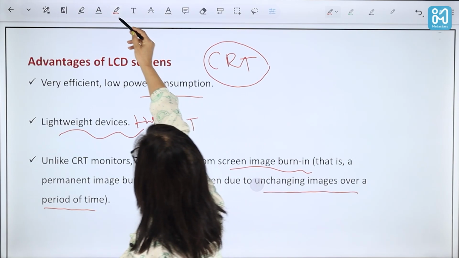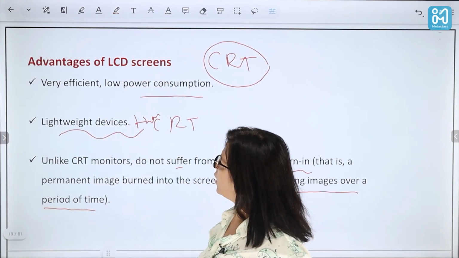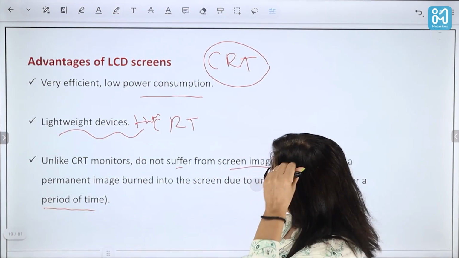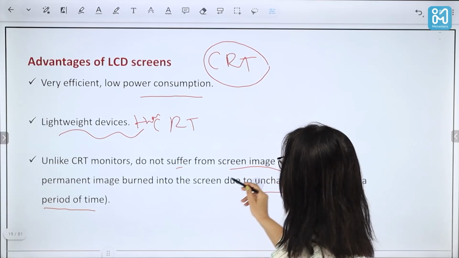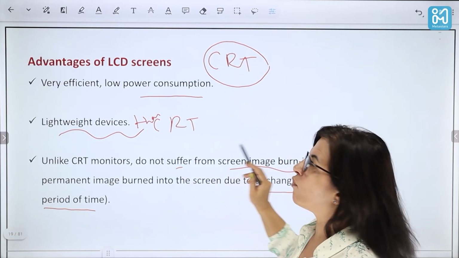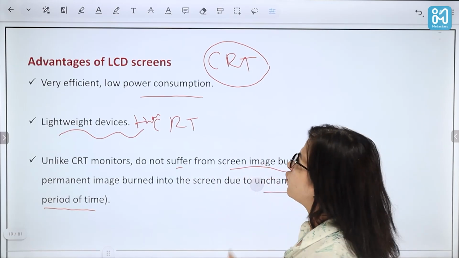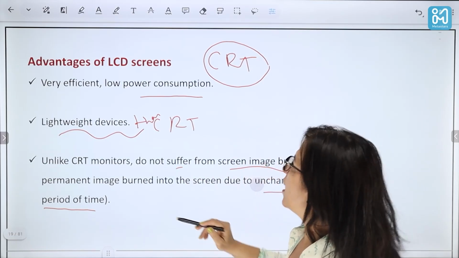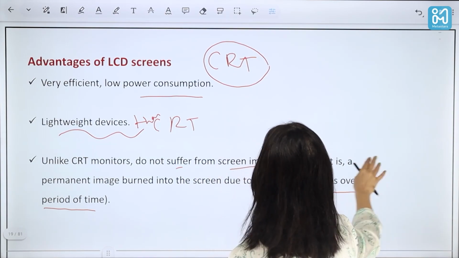Okay, so it is thinner, it is low weight, with low power consumption, and no image burn-in. Over what? LCD over CRT. This is the question of comparison between LCD and CRT.